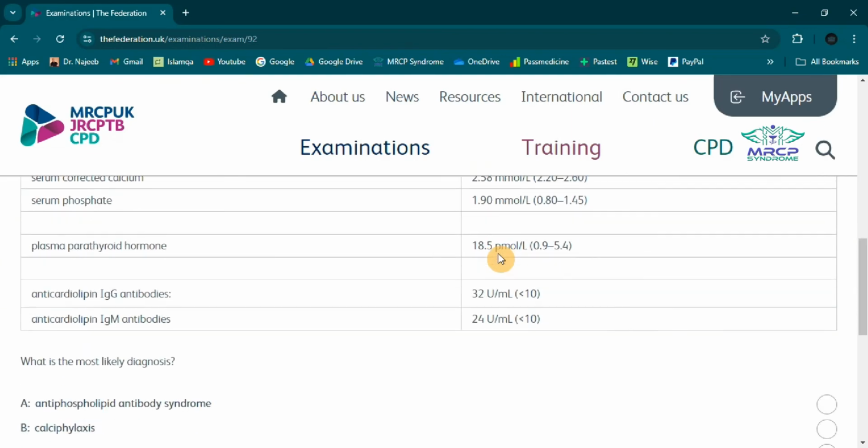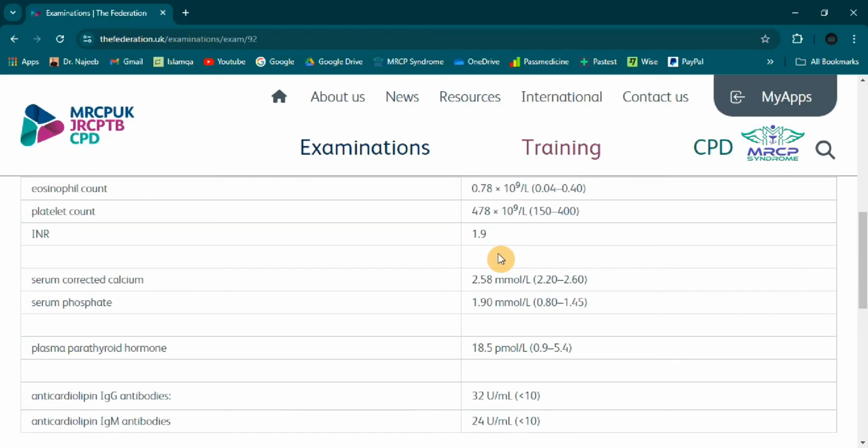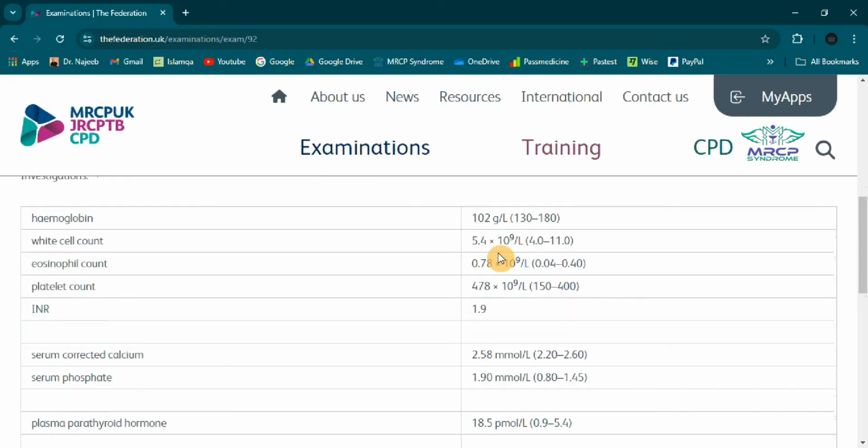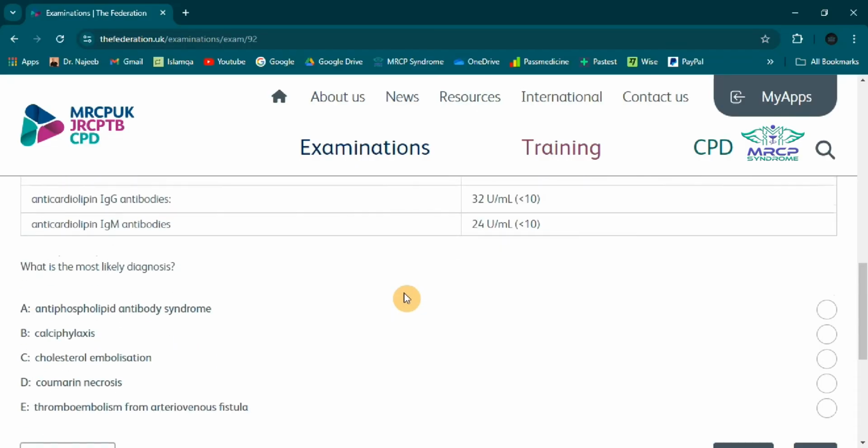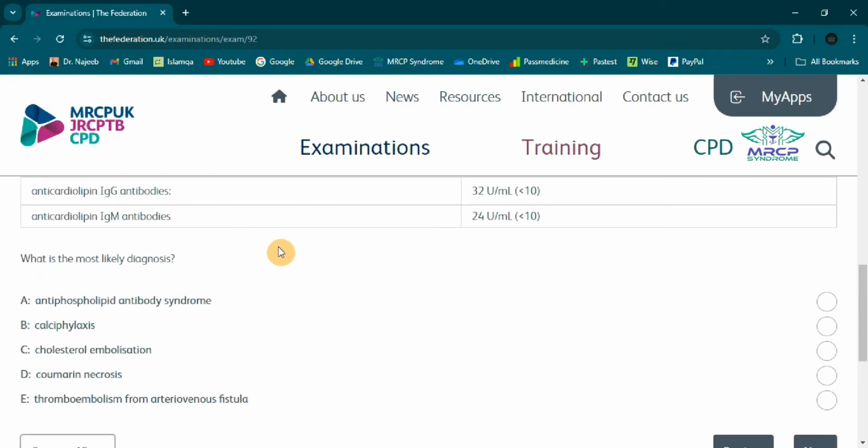The calcium phosphate and the PTH level are also abnormal, indicating there may be bone mineral disease secondary to CKD, which is common in a patient with ESRD, but it's not specific for the underlying condition. So why not the other diagnoses?